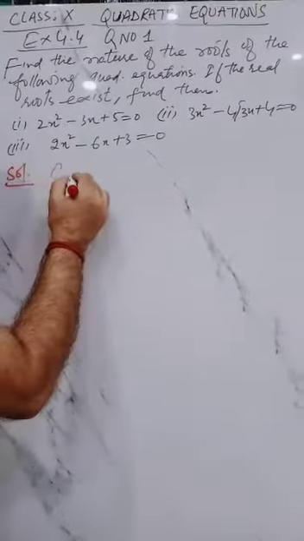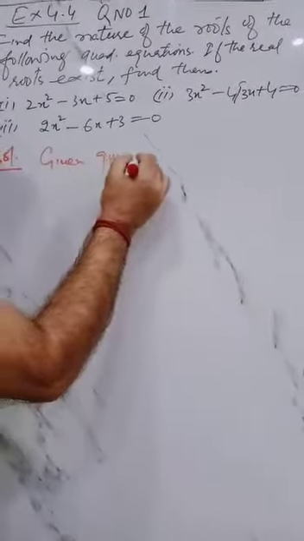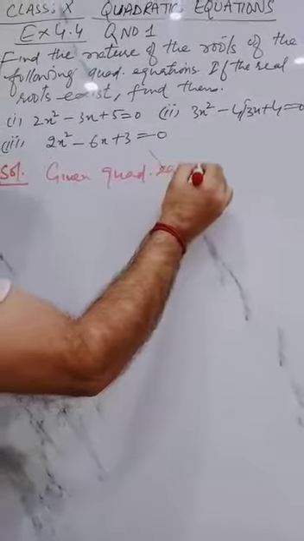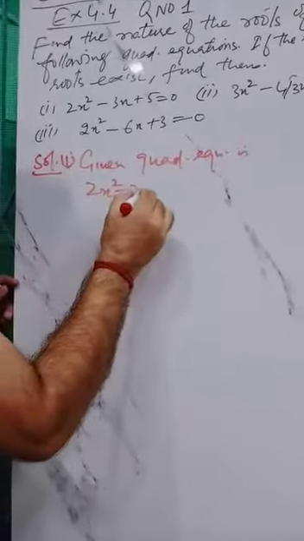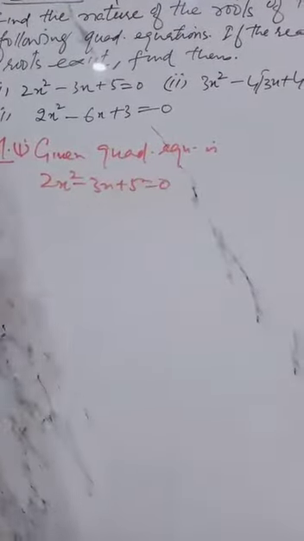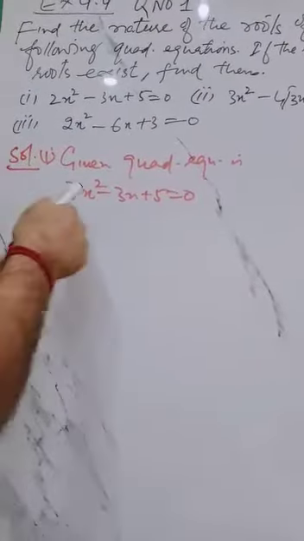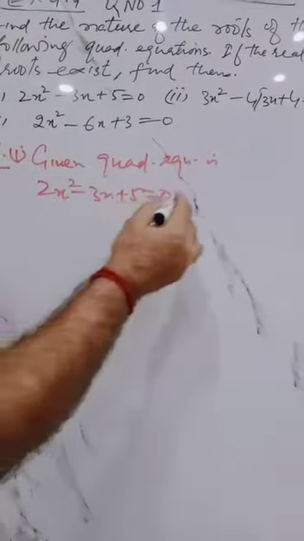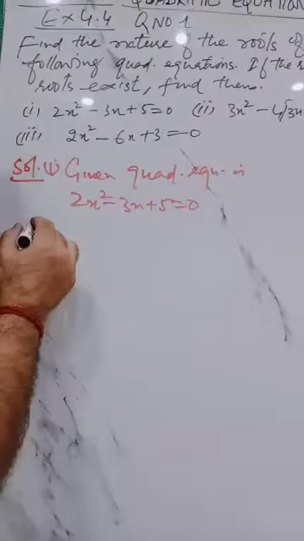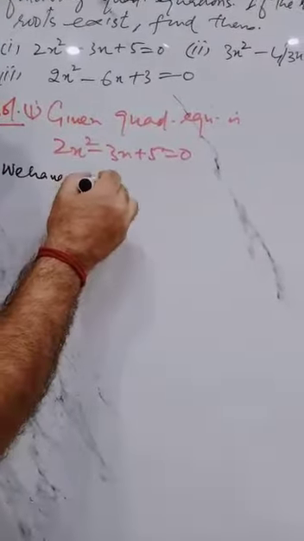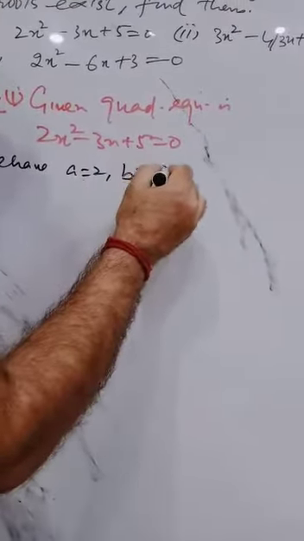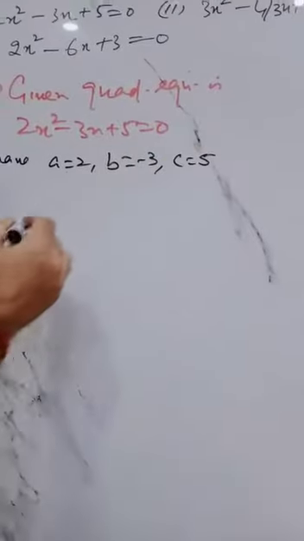So the given quadratic equation is 2x square minus 3x plus 5 equal to 0. Comparing this quadratic equation with ax square plus bx plus c equal to 0, we have a is equal to 2, b is equal to minus 3 and c is equal to 5.